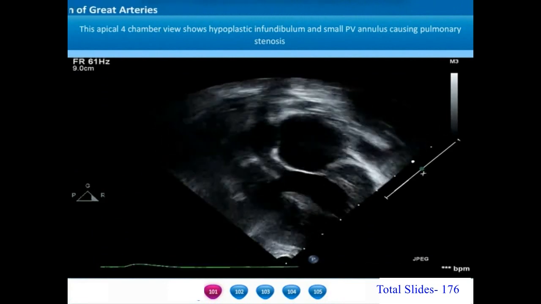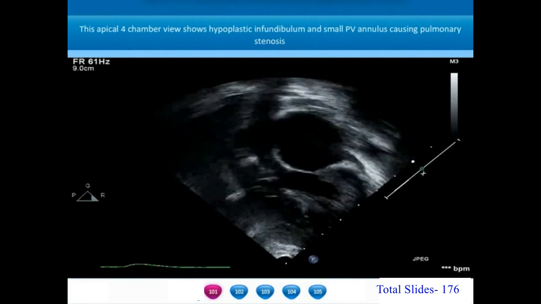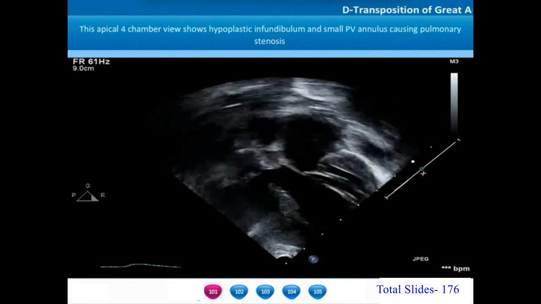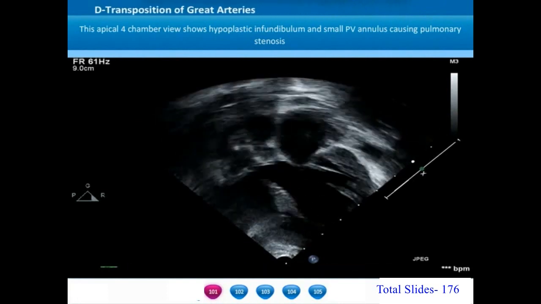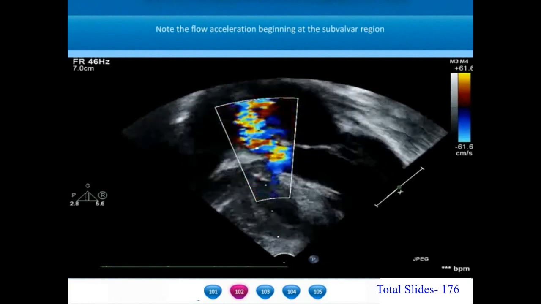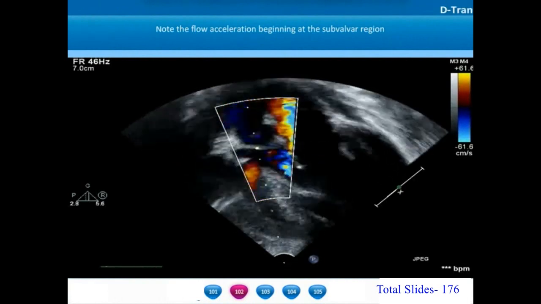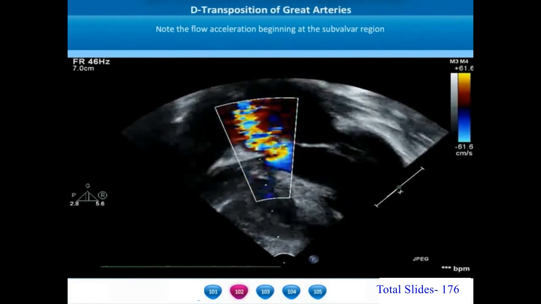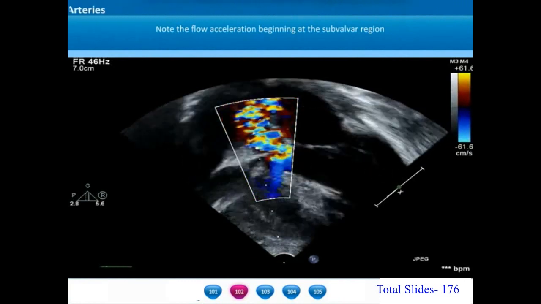In this apical view, we can notice a large subpulmonary VSD, a hypoplastic pulmonary annulus, and hypoplastic subvalvular pulmonary area. Very often, significant LVOT obstruction is seen in association with large ventricular septal defects in TGA. Due to hypertrophy of the muscle bundles in the subvalvular area, there is a significant subvalvular LVOT obstruction in this patient. We can also notice that there is a large subpulmonary ventricular septal defect, and flows in the subpulmonary ventricular septal defect are from right ventricle to left ventricle.